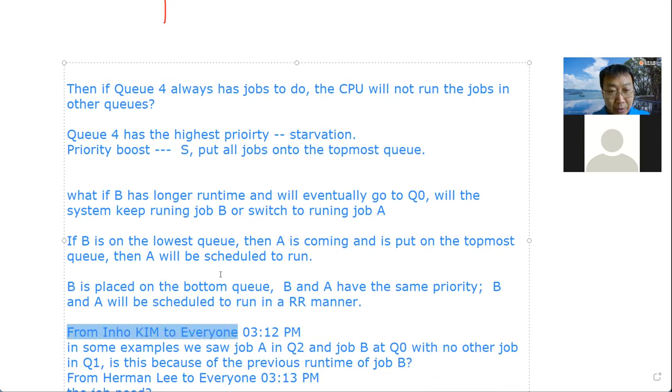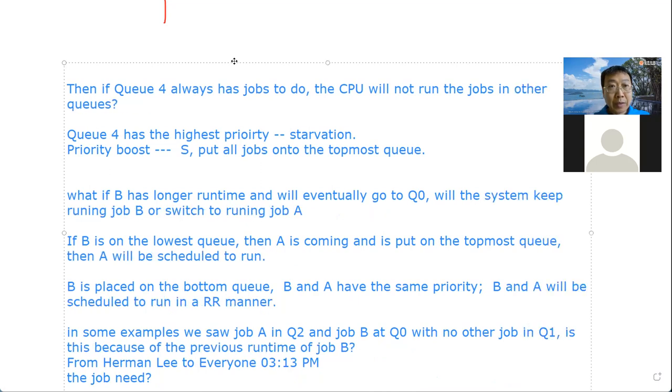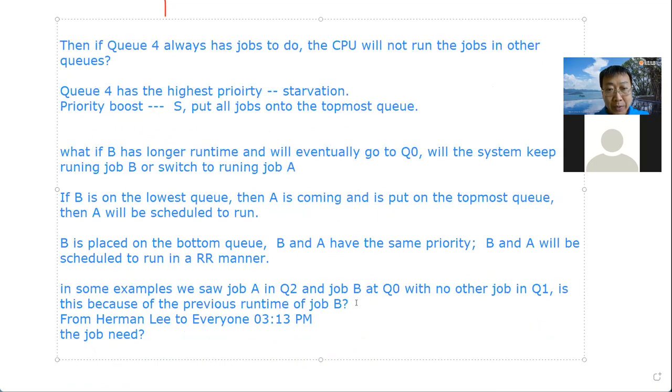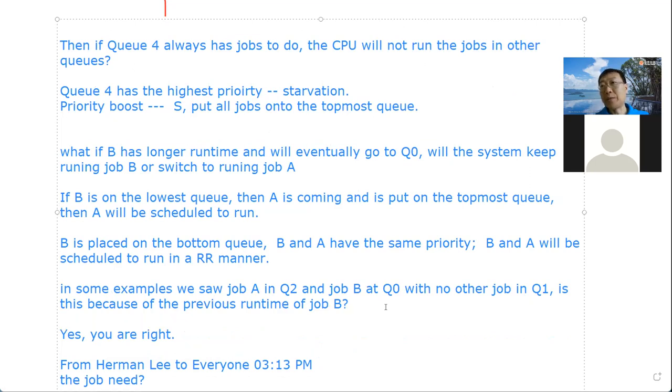So Inho asked a question. Let's see Inho's question. In some examples, we saw job A in Q2. In some examples, job B at Q0 with no other break. Is this because of the previous running time of job B? Yes, you are right. Those examples just show you that in some cases, because some job has run for a long time, we may put this job onto a particular queue, and then a new job comes and so on. So I hope I answered your question.